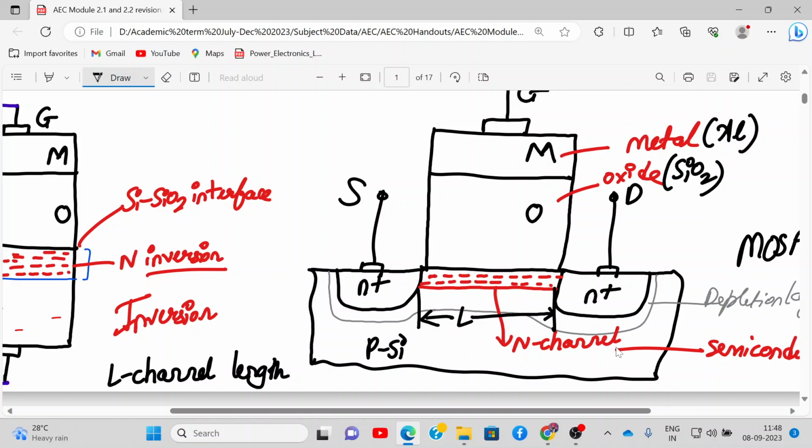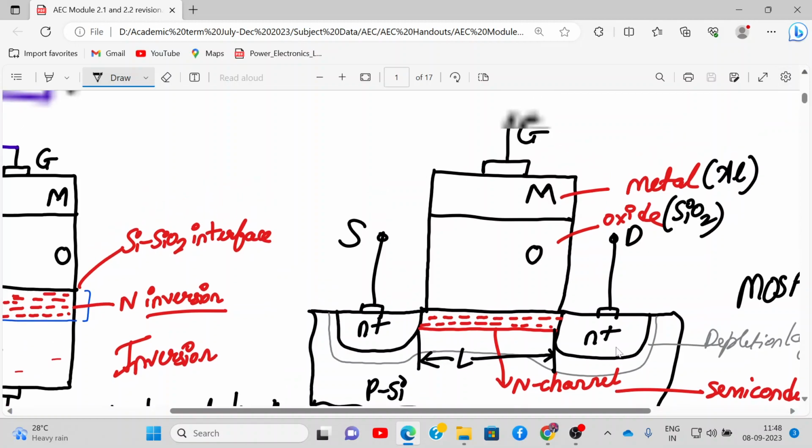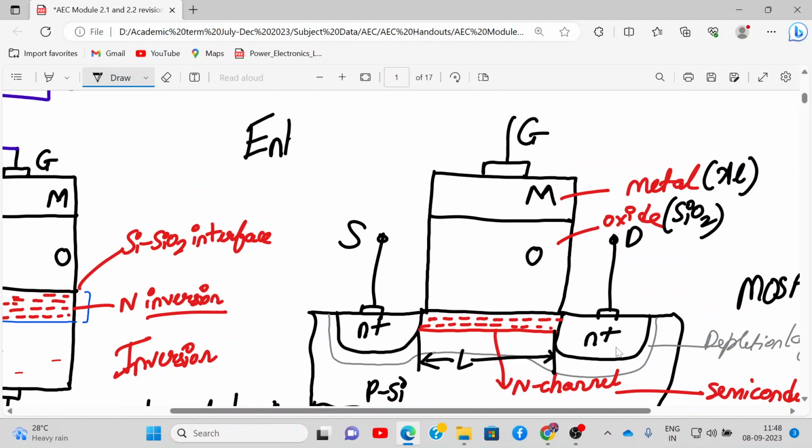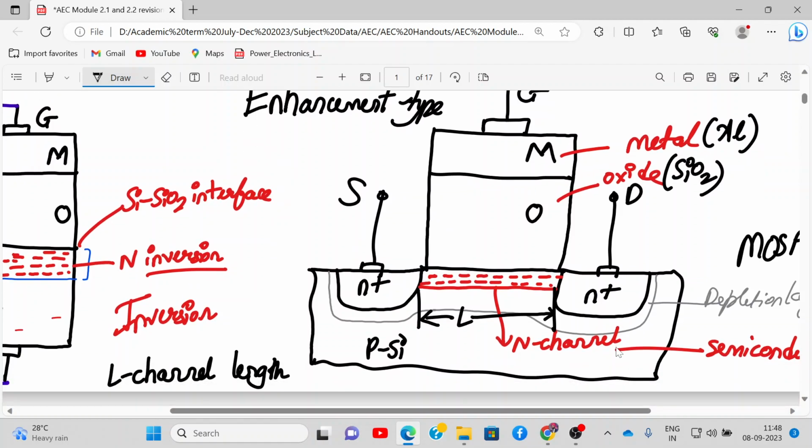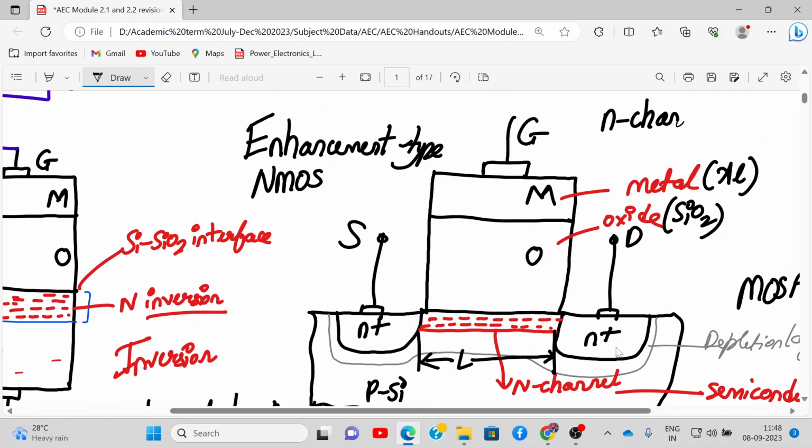Now this channel is formed with the application of voltage VGS and VDS. Before applying any voltage there was no channel, right? So the channel is getting formed over here. So this type of MOSFET is called an enhancement type MOSFET. And why is it NMOS? Because the substrate you take is P silicon, and the source and drain regions are N plus. So this is called an N channel MOSFET, short form NMOS. This we can also write as N channel MOSFET, which is the same as NMOS.